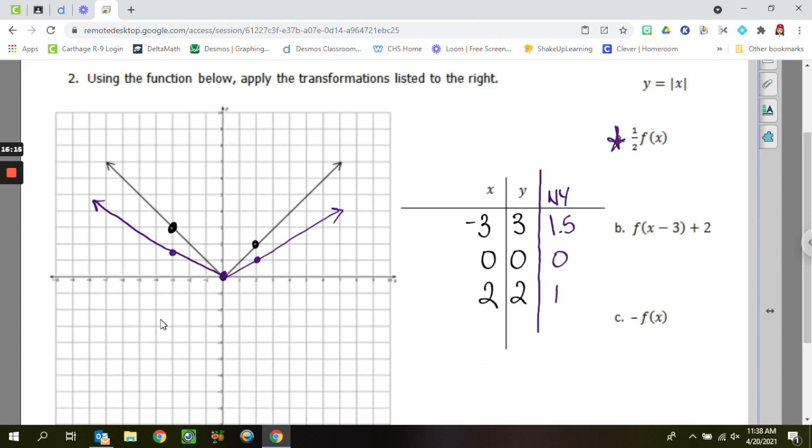B is just moving the exact graph. The shape of your graph should not change. So X minus 3 means right 3. And plus 2. So, right 3. 1, 2, 3, up 2. It's just keeping track of where the new vertex is.